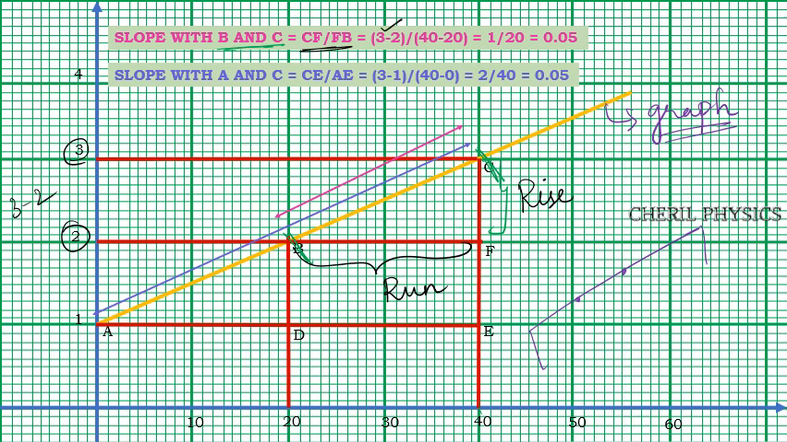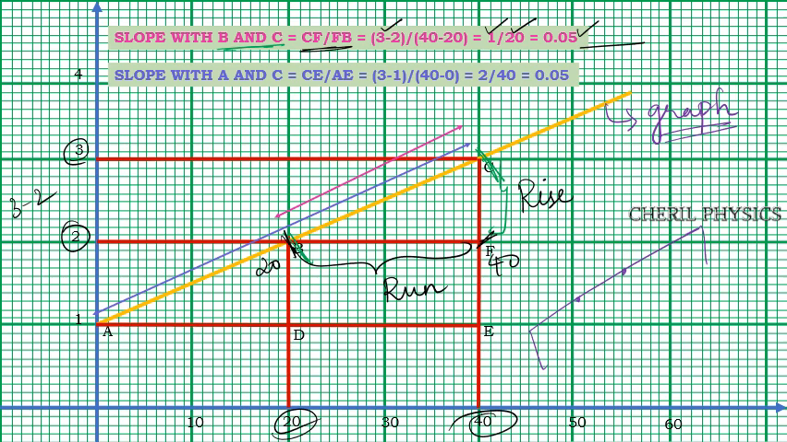Next you see you have 40 minus 20. How did you get 40? 40 is here, 20 is here. This one represents 40 and this one represents 20. So you've got it to be 40 minus 20. So 3 minus 2 is 1 and 40 minus 20 is 20. So getting the answer to be 0.05. Here I have not taken any units, so I am just writing it as 0.05. So that is between B and C.